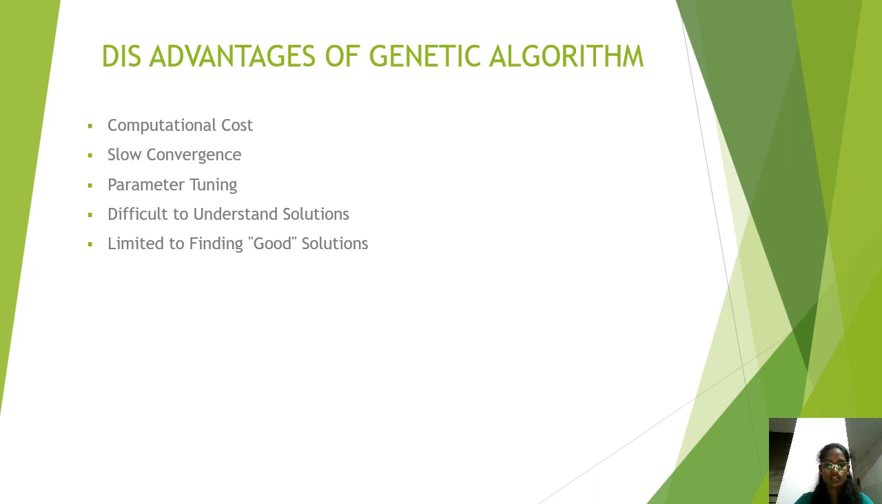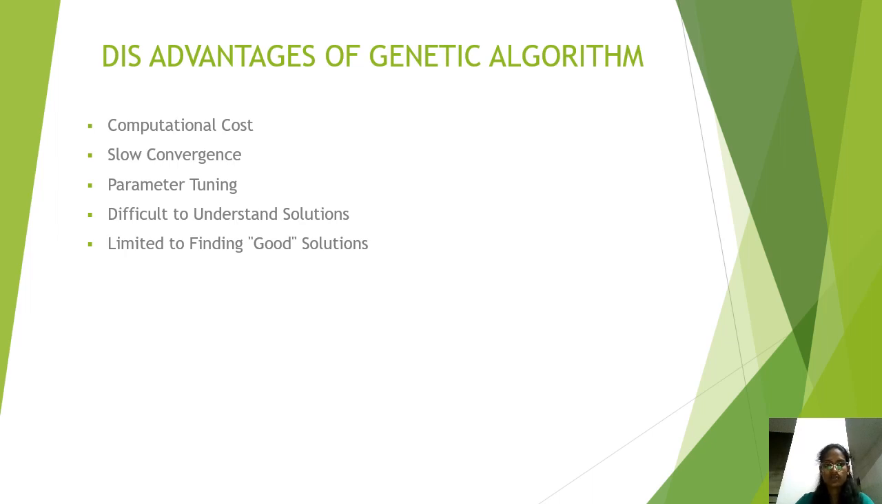Then slow convergence. To find the most optimal solution, it can take a significant number of generations, particularly for complex problems. The stochastic nature of genetic algorithms means there is no guarantee of finding the absolute best solution within a specific time frame. This is slow convergence.